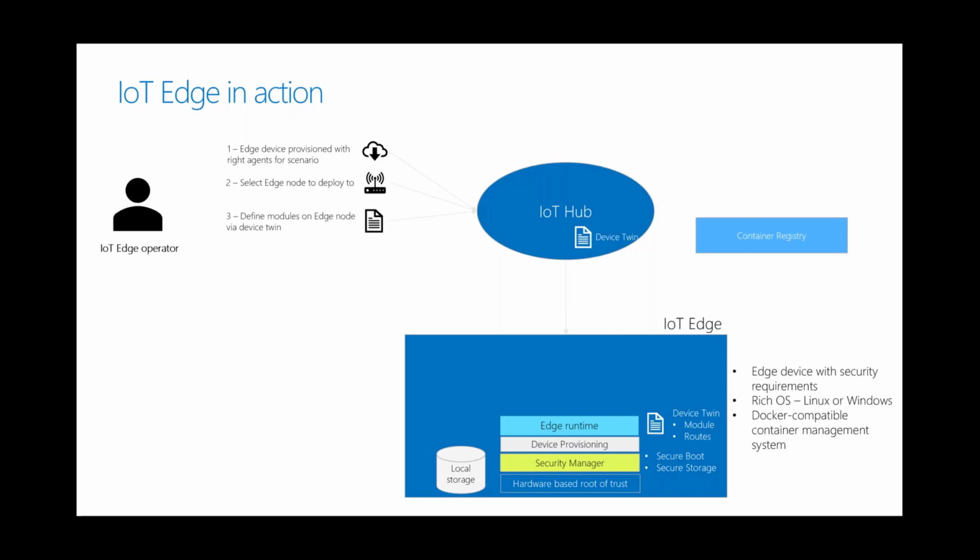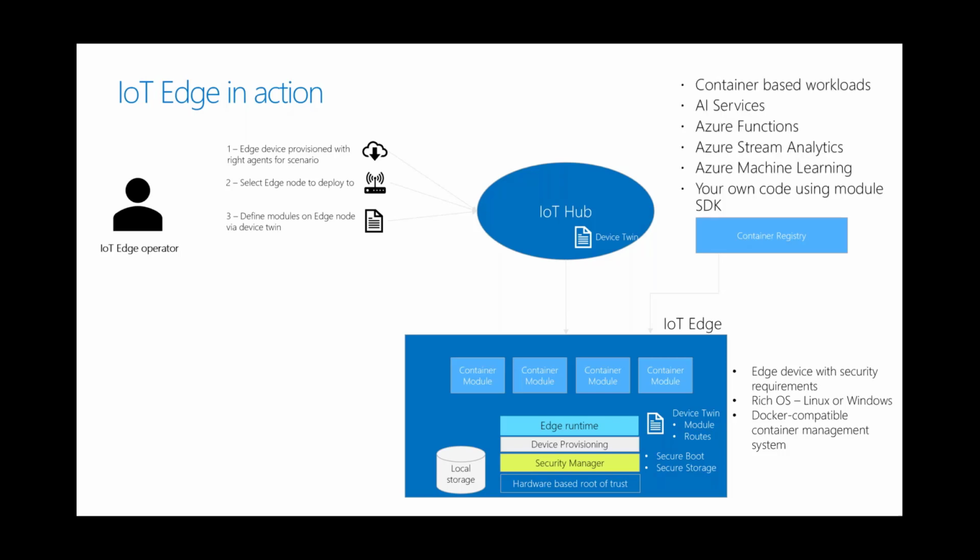We'll then start building out our solution where we'll define modules that we want to run on specific devices. And because this also can use the configuration service, we can set this up so as we can push specific modules to a specific set of devices rather than to all devices. And that set of devices can be based on properties such as tags. So you can see here container-based workloads, that's what I've just mentioned. And we see again, AI services, functions, stream analytics, machine learning, and your own code.